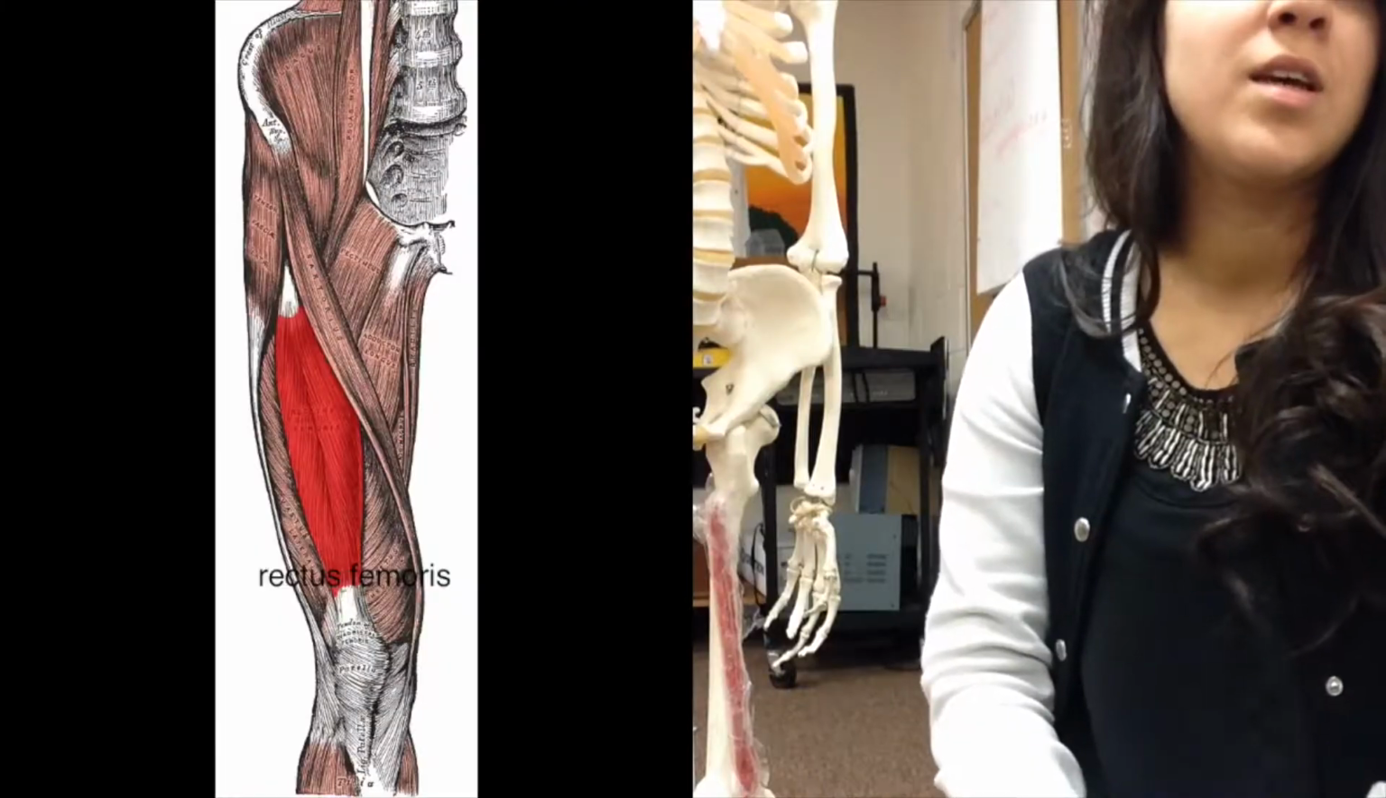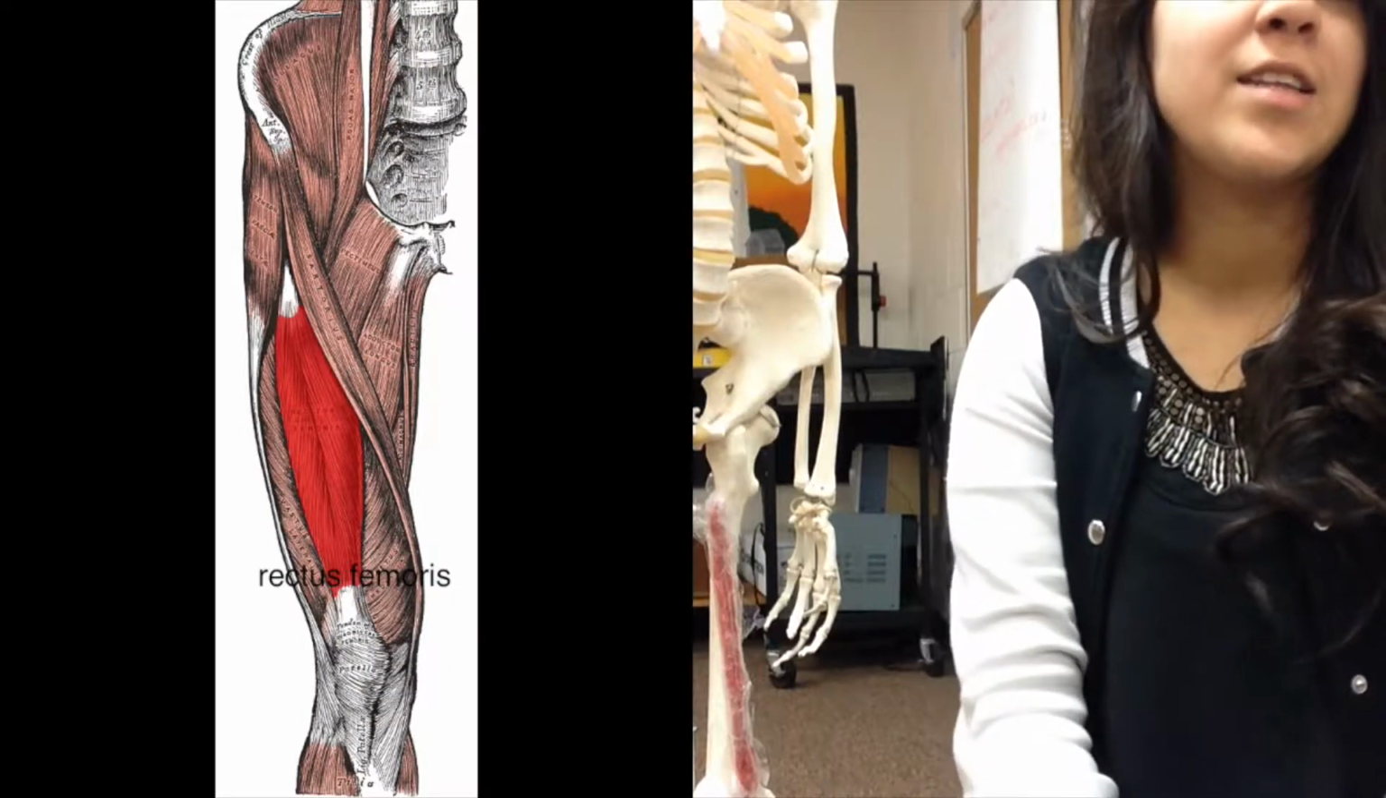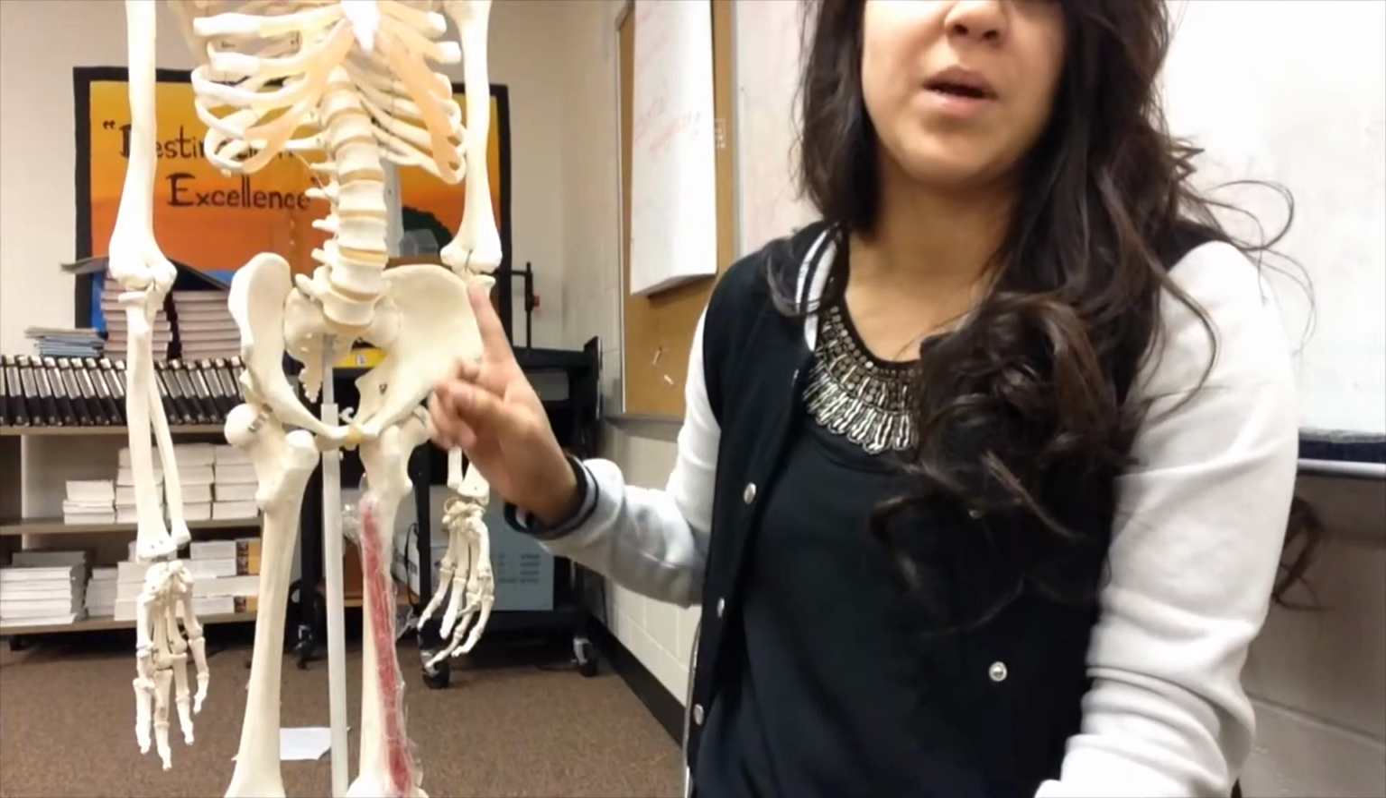For the rectus femoris, the origin is the anterior inferior iliac spine. The insertion is that it inserts into the patellar tendon as one of the four quadriceps muscles. The action is that it has a knee extension and the hip flexion, and the antagonist is the hamstring.